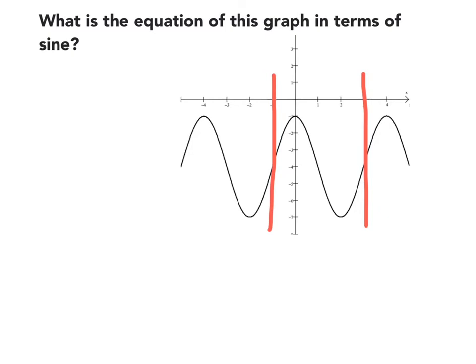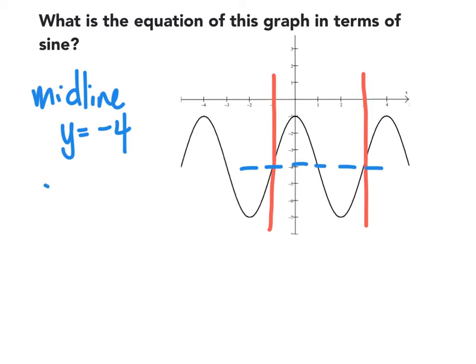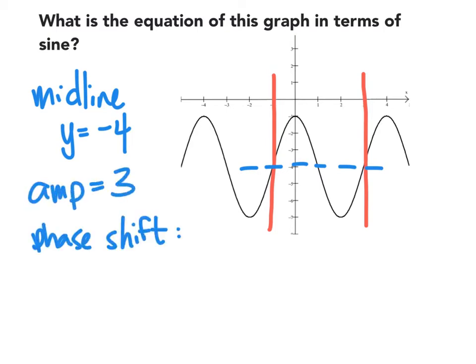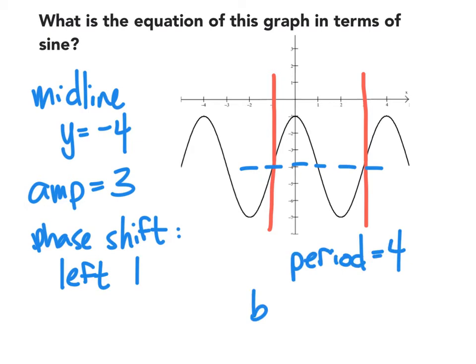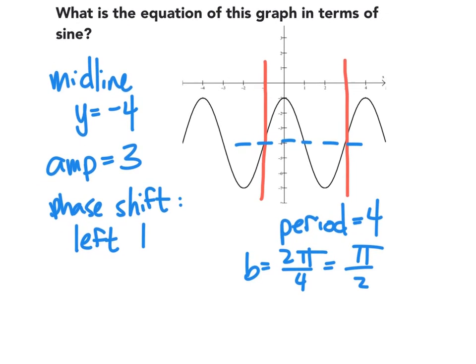Now from this graph we can see this midline right here at -4. So the graph has been shifted down 4, and we can also just measure that amplitude and see that that's equal to 3. Now because it's a sine function, this function started right here, which means that it had a phase shift of left 1. And then finally we can just look from -1 to 3, that's a period of 4. So we know b is just going to be 2 pi over 4, or pi over 2.